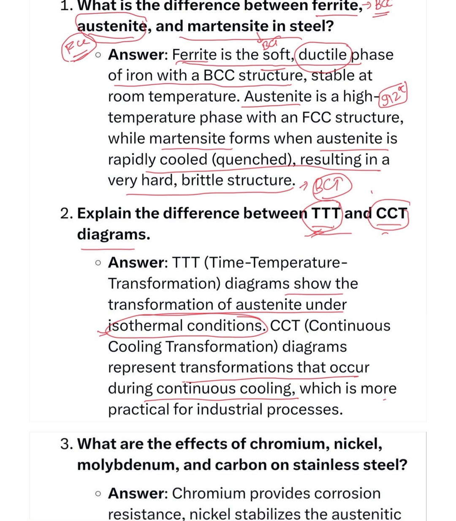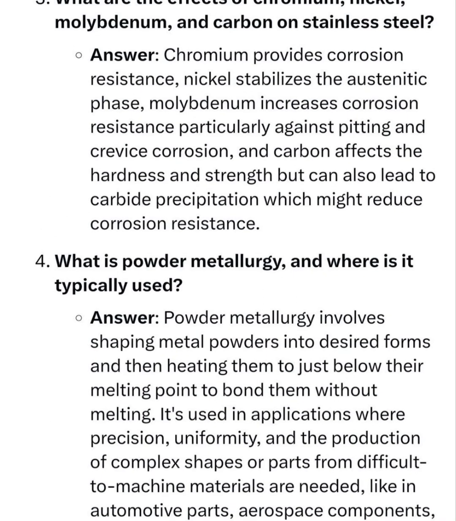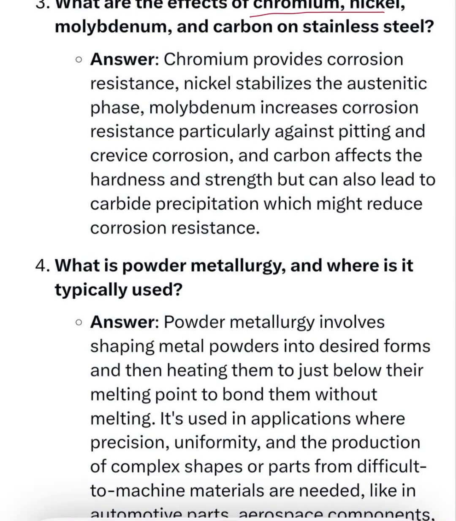And now let's come to another set of problems. The next question is, what are the effects of chromium, nickel, molybdenum and carbon on stainless steel? This is a very important question. Basically chromium provides corrosion resistance, which is obvious, as you know that in stainless steel you require a minimum of 10.5% chromium. The definition of stainless steel is that if you have this minimum amount of chromium in the steel, then it is called stainless steel.